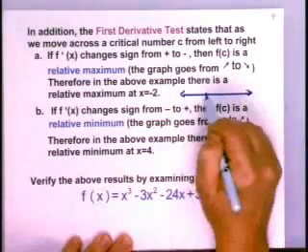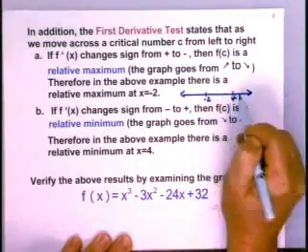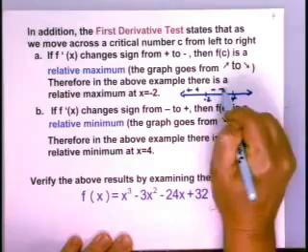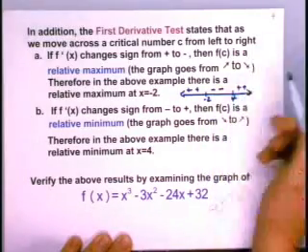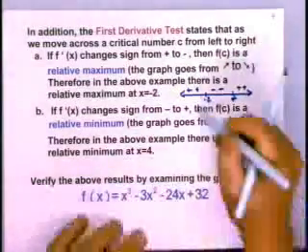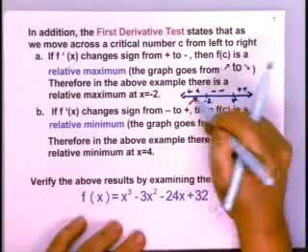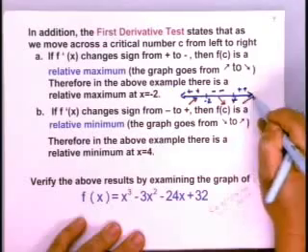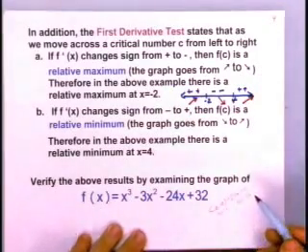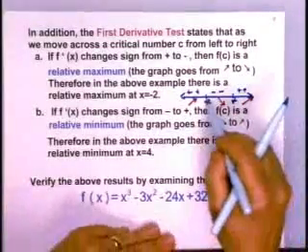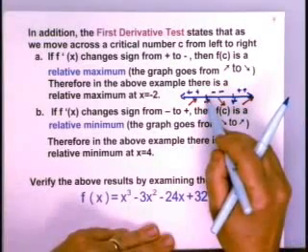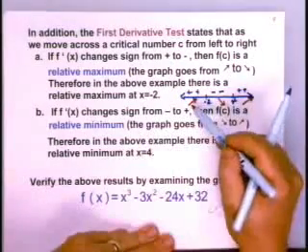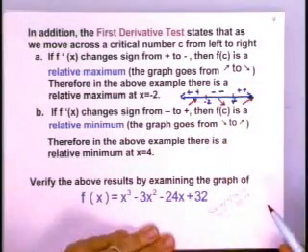We had critical values at negative 2 and at 4. We showed that the derivative was positive on this interval, negative on this interval, and positive on this interval, so that the original function was increasing from negative infinity to negative 2, then it decreased from negative 2 to 4, and then it went back to increasing. So observe that at x equal negative 2, I would have a relative maximum according to this statement, because the function goes from increasing to decreasing.